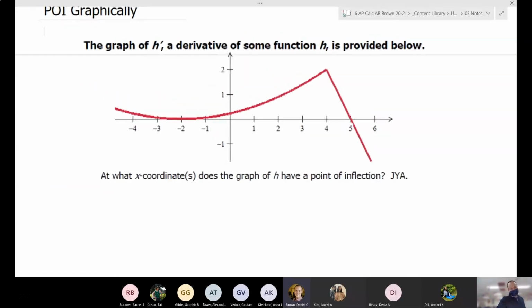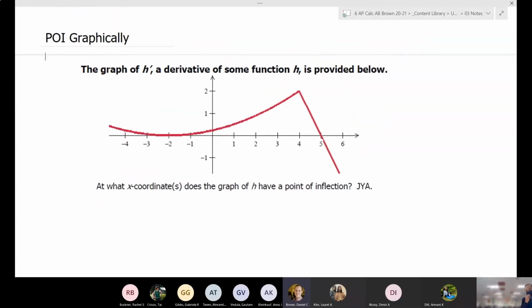Points of inflection we talked about earlier. This is very similar to one that was on the quiz. So this is that same graph. We were looking at the derivative, so we're not looking at the graph of h. We're looking at the derivative of h. And I have the question: at what x coordinates does the graph of h have a point of inflection?